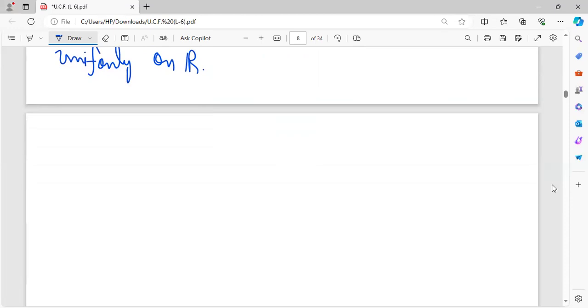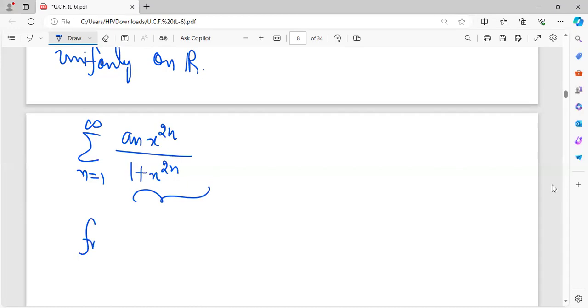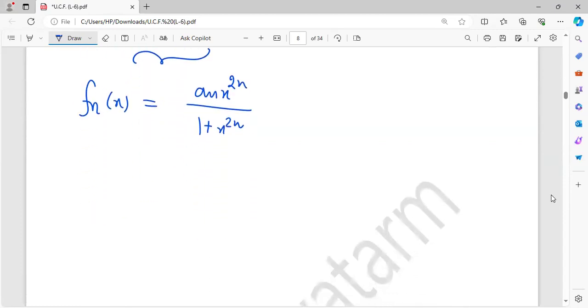Now another thing you see, another question. This question, second part of this question. First you note that this is my f_n. So f_n(x) is this, a_n. So this is non-negative. Okay. So nothing will happen. It will remain as it is.